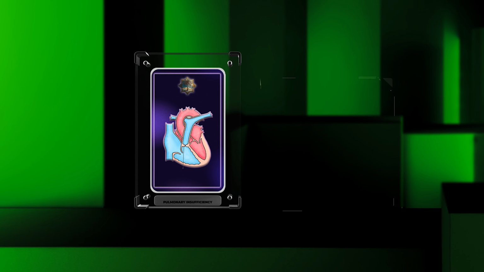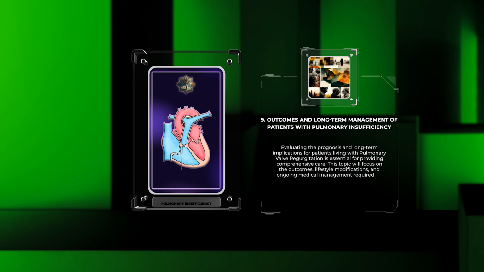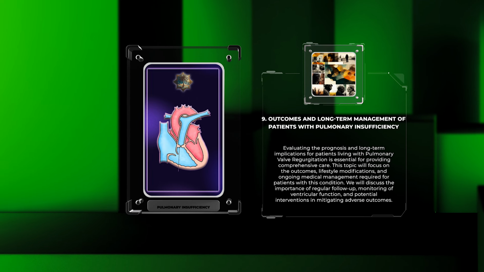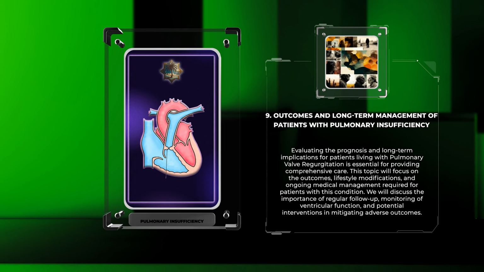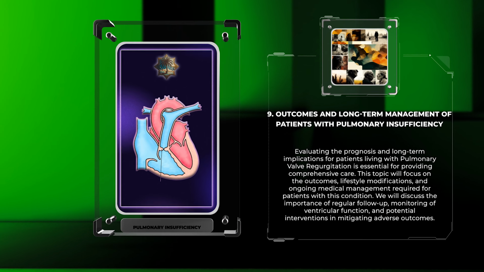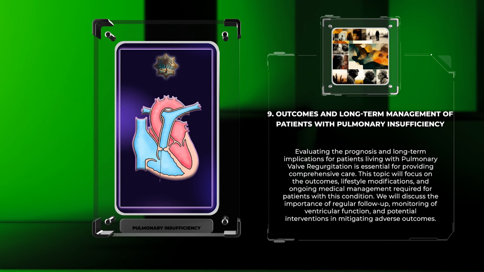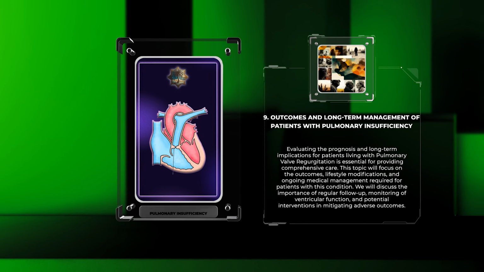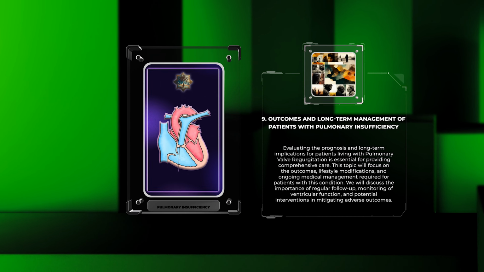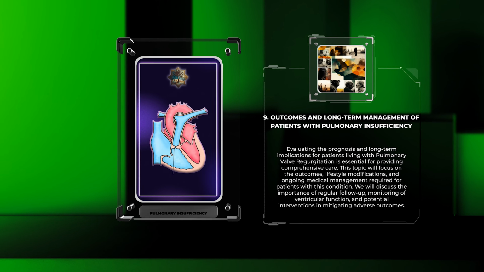Evaluating the prognosis and long-term implications for patients living with pulmonary valve regurgitation is essential for providing comprehensive care. This topic will focus on the outcomes, lifestyle modifications, and ongoing medical management required for patients with this condition. We will discuss the importance of regular follow-up, monitoring of ventricular function, and potential interventions in mitigating adverse outcomes.